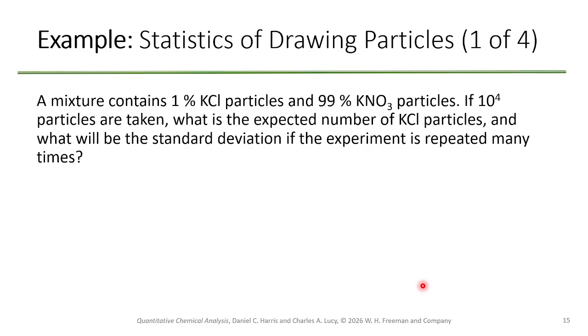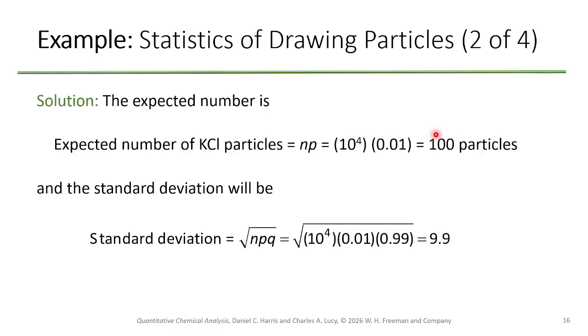This is the problem we just did, which everybody got correct, which I'm very proud of. And this one right here is just going to be straight up the formula that we just talked about, right? And so your expected number of KCl particles is going to be N times P. So you take 10 to the fourth times 0.01, and that's 100 particles. And so you should get 100 particles of those KCl.